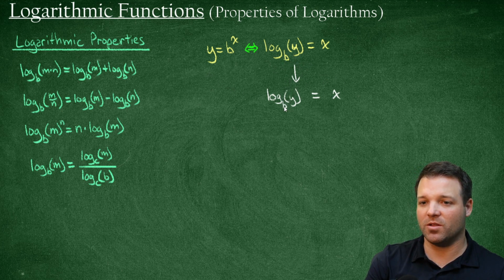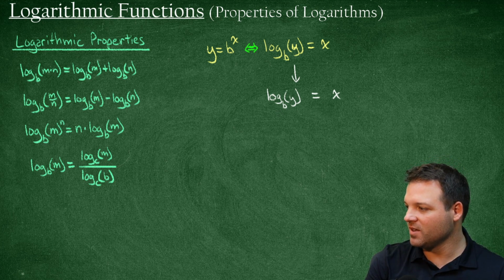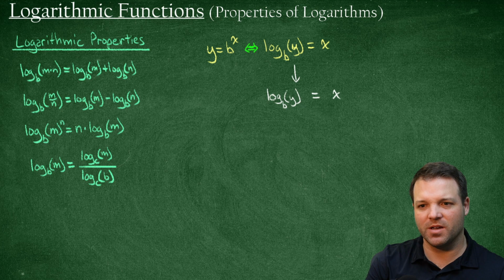So if I start with log base b of y is equal to x, then what's the opposite? Like, how am I going to get this y out of here, essentially? Well, I'm going to do the opposite of log base b, which is an exponential of base b. So what does that look like? Might feel a little weird doing this at first, but take a look here.